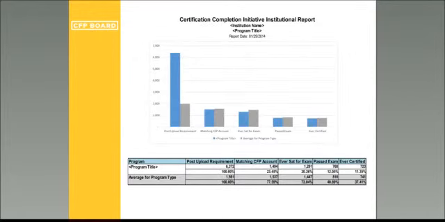So here's a look at the report that you're going to get. Essentially, this is going to have the percentage of students who have an account who've been uploaded, the individuals who've sat for the exam, and those who passed the exam, which is not an exam pass rate, and then the percentage that have been certified.